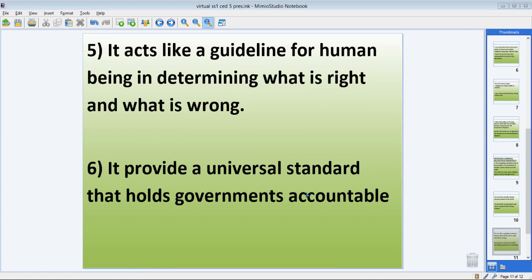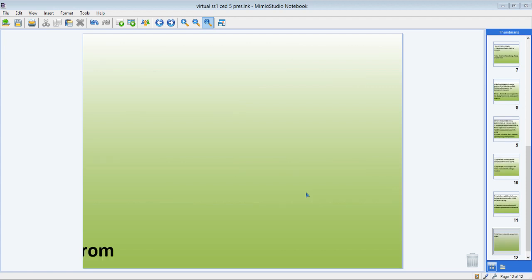That is, this Declaration of Human Rights is to work as a guide for the acts of human beings so that they can determine what is right and what is wrong. The sixth one, this Universal Declaration of Human Rights also provides a universal standard that holds governments accountable to the people. It makes sure that the government is accountable to the people, so that the welfare of people in the society is their number one target.